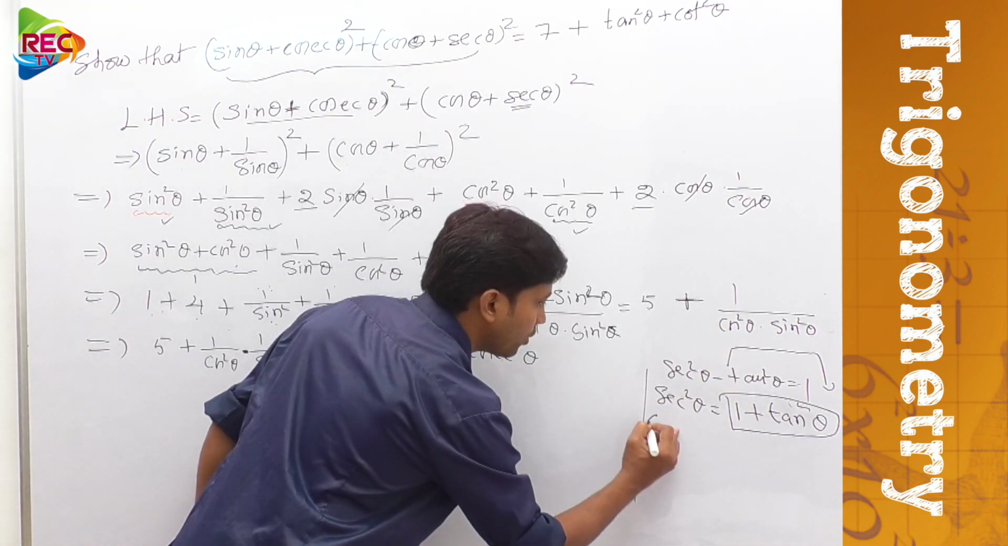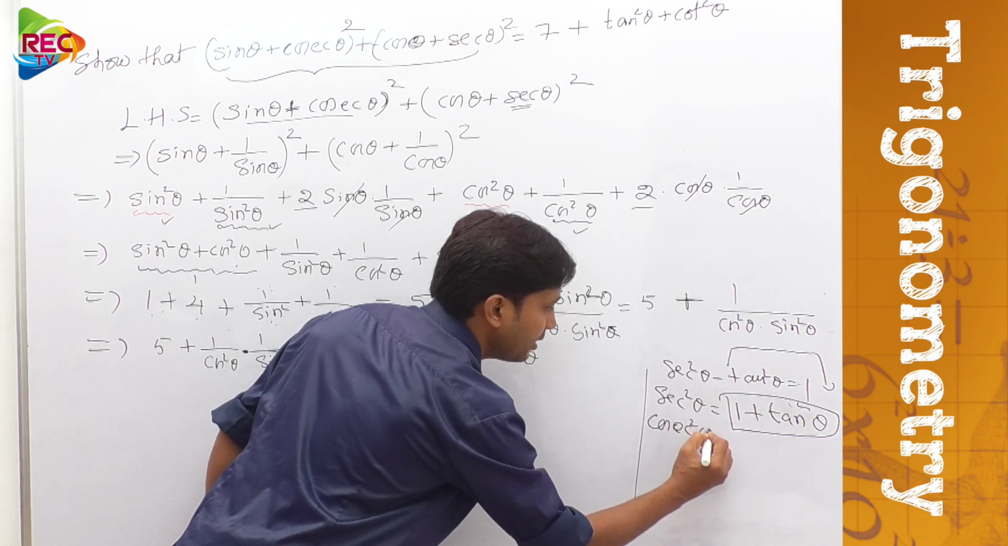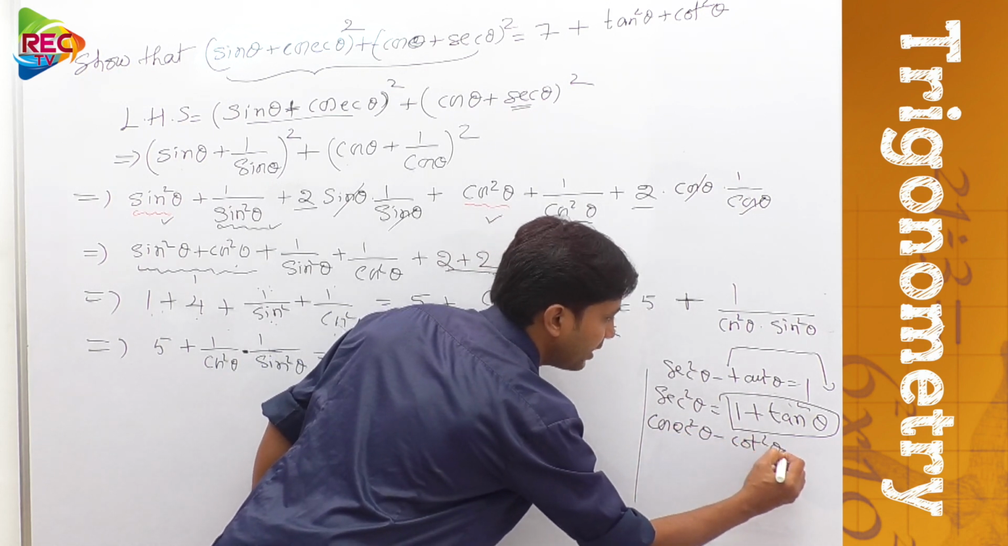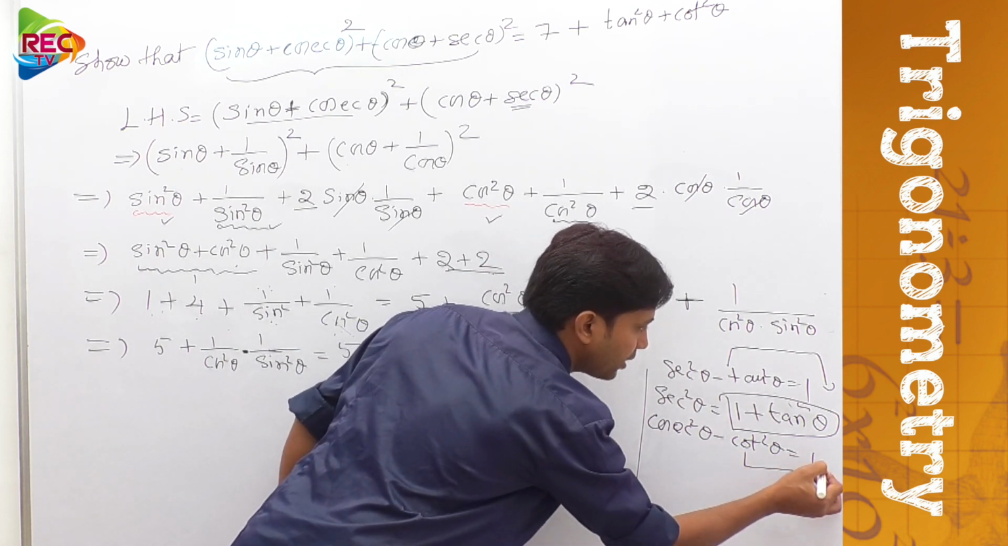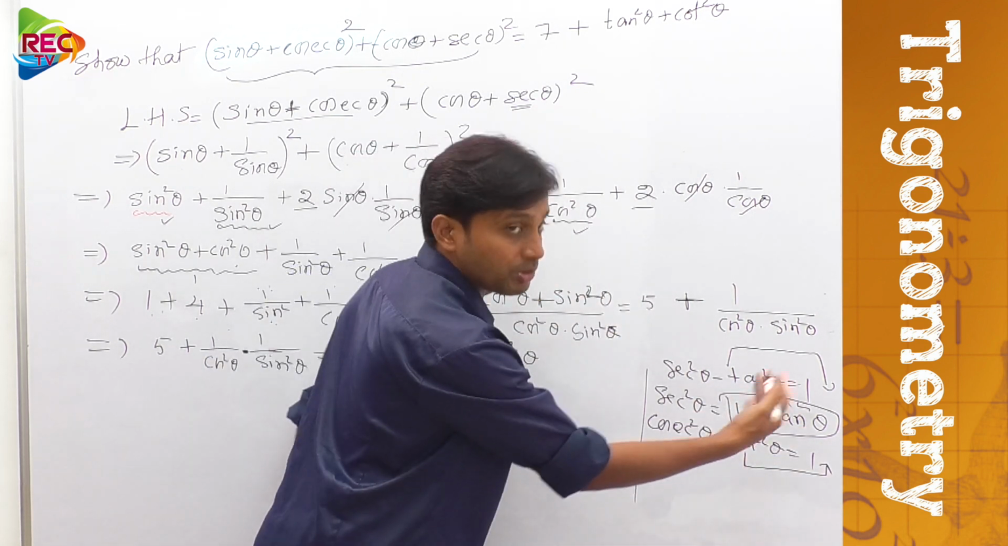Similarly, you have cosecant square theta minus cot square theta equal to 1. If you just transfer this cot square theta to the other side, then minus becomes plus.